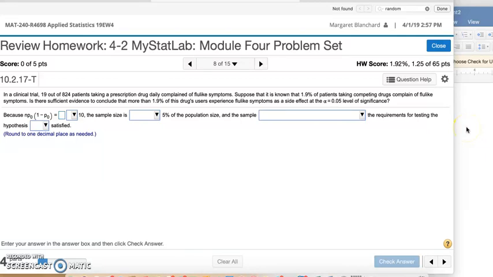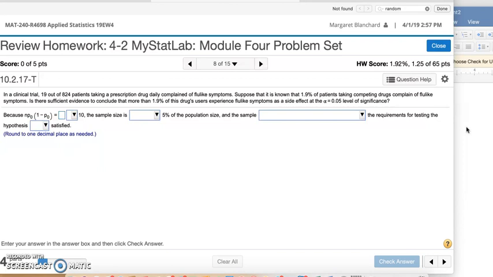Module 4, problem number 8. In a clinical trial, 19 out of 824 patients taking a prescription drug daily complained of flu-like symptoms. Suppose that it is known that 1.9% of patients taking competing drugs complain of flu-like symptoms. Is there sufficient evidence to conclude that more than 1.9% of the drug's users experience flu-like symptoms as a side effect at the alpha equals 0.05 level of significance?